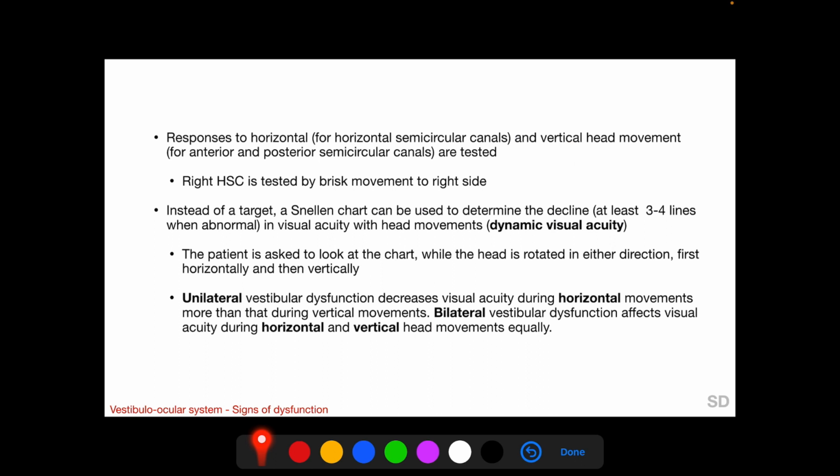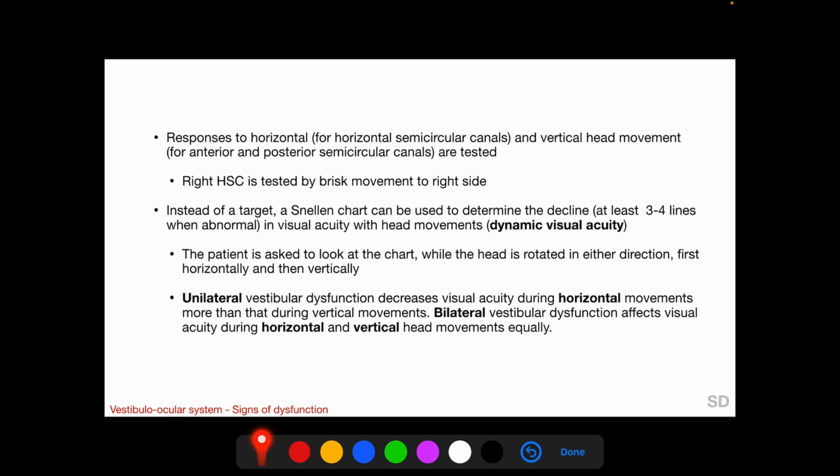The head impulse test can be performed in both the horizontal and the vertical planes to assess the response of the horizontal semicircular canals to horizontal head movement and the anterior and posterior semicircular canals to vertical head movements. As for example, the right horizontal semicircular canal can be tested by a brisk movement of the head towards the right side. Instead of a target, a Snellen chart can be used to determine the decline in visual acuity during these induced head movements, and this is called dynamic visual acuity testing. In this procedure, the patient is asked to look at the Snellen chart while the head is rotated in either direction, first horizontally and then vertically.